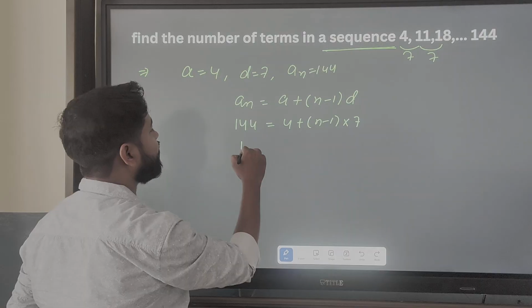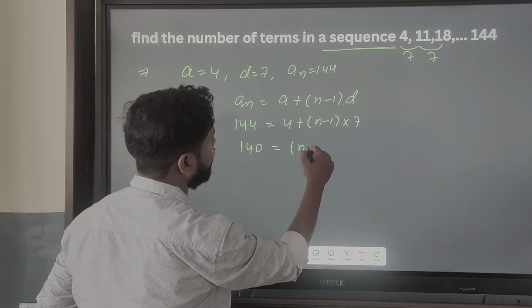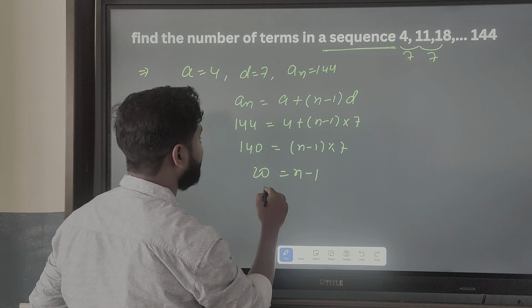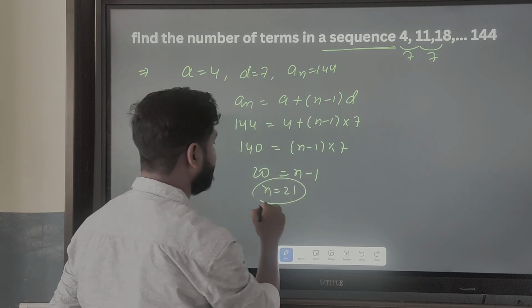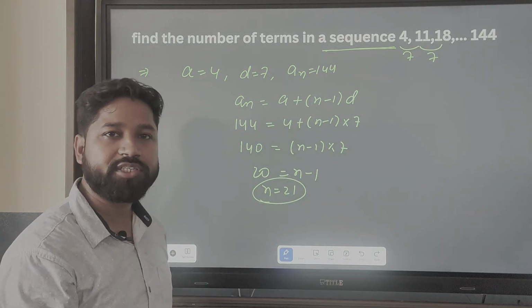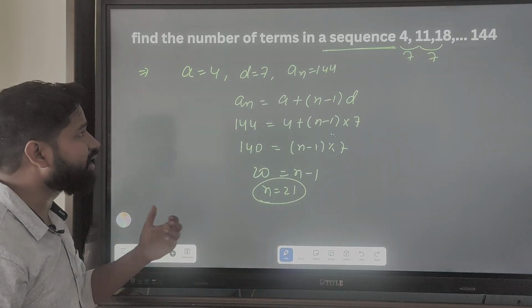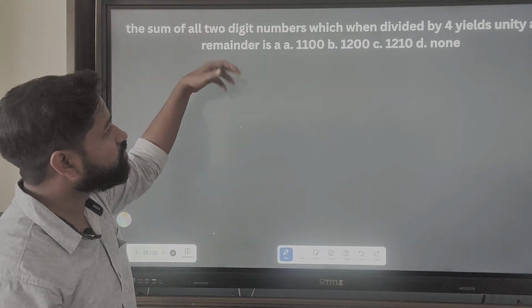If we take it to the other side, that's 140 equals n minus 1 into 7. So n minus 1 will be equal to 20, n equals 21. We know this, right? The total number of terms is 21. Okay, that was just a basic idea of what we have studied till date. Now let's go for the next question.